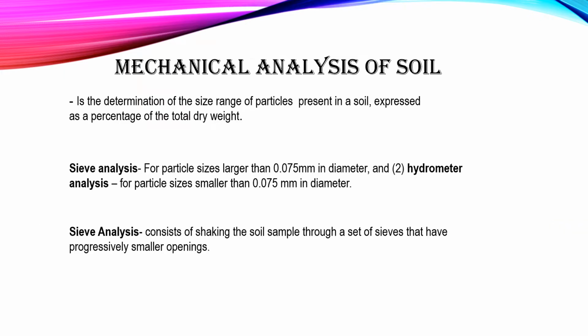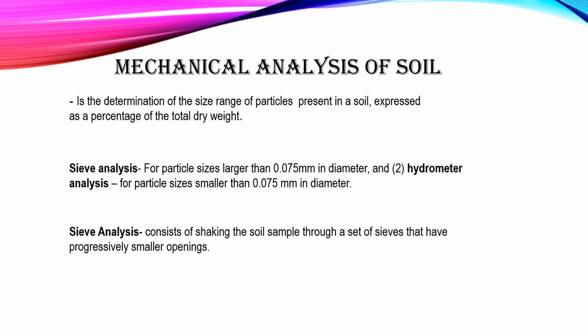So let's start. What is mechanical analysis of soil? It's the determination of the size range of particles present in a soil, expressed as a percentage of the total dry weight. There are two methods generally used to find the particle size distribution of soil.